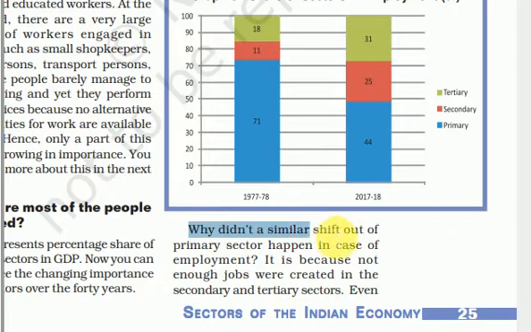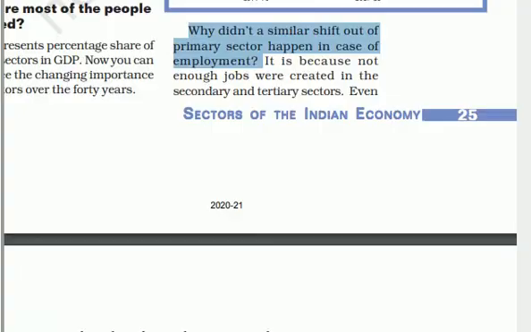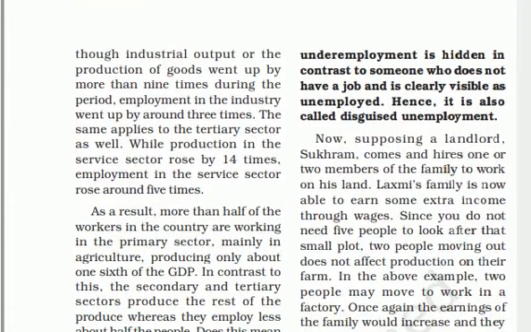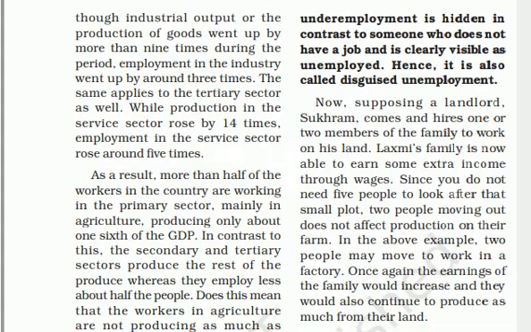Why didn't a similar shift out of the primary sector happen in case of employment? The employment pattern could not be altered from independence to the present. What are the possible reasons? Because most of the people are illiterate and they are working in the fields with their families, employed in the fields. That is why most of the people are employed in the primary sector.